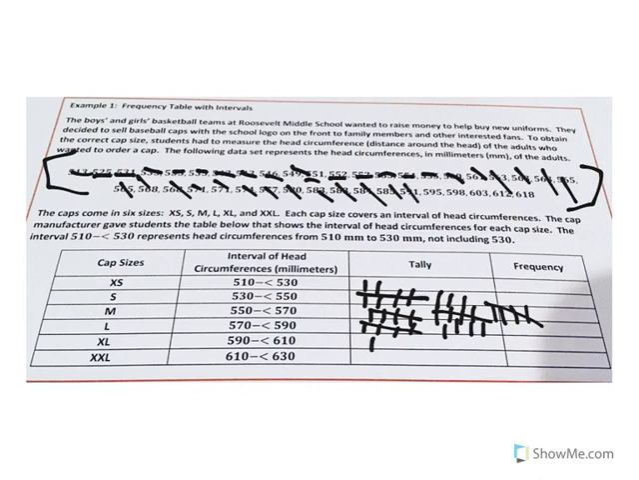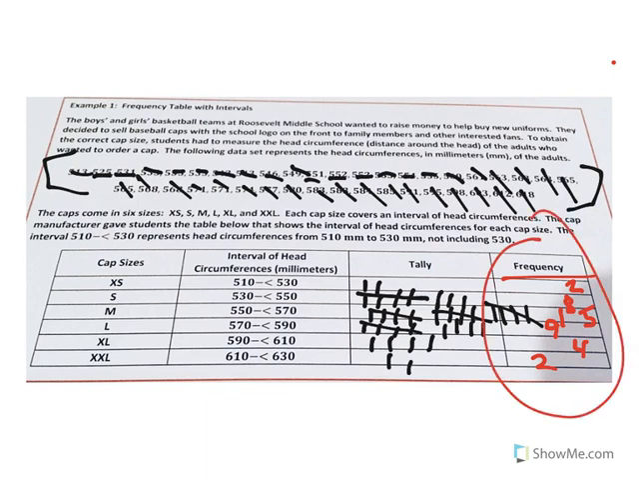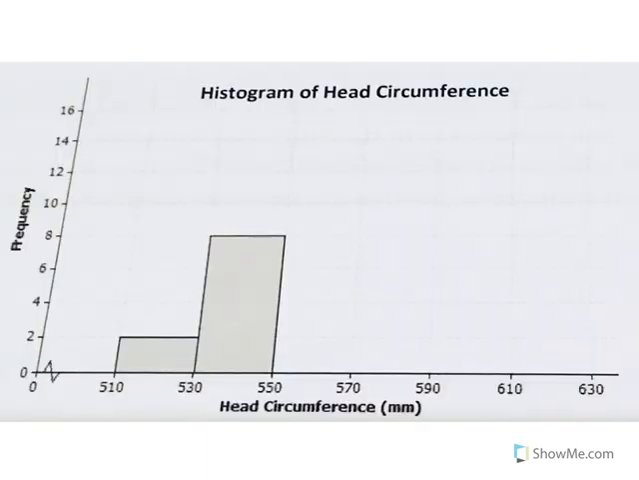591, so jump down here. 595 will be here. 598 will be here. 603 will be here. 612 is going to be in this bottom one, and 618 will be in the bottom one. So now we're going to count the frequency that these appear. So from 510 to 530 millimeters, or less than 530, we have 2. From 530 to 550, we have 8. We have 15 in this next one, then we have 9, then we have 4, and then we have 2. So we're going to use this information here to then create our histogram.